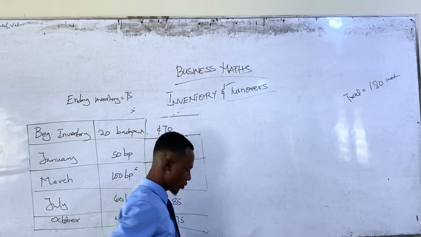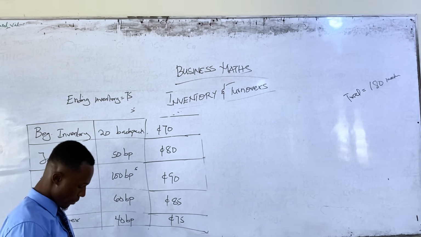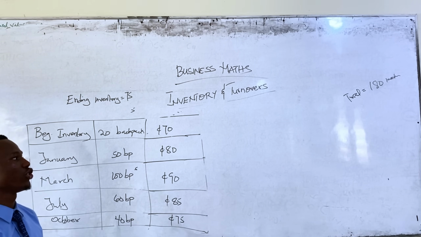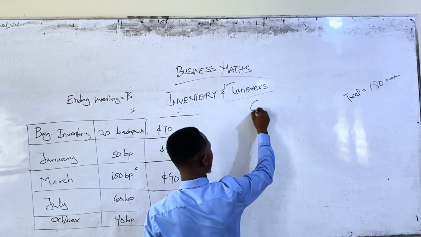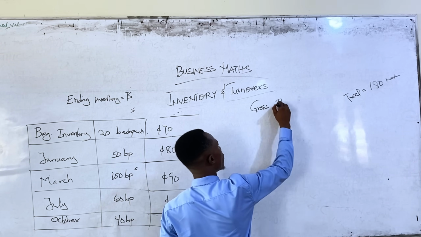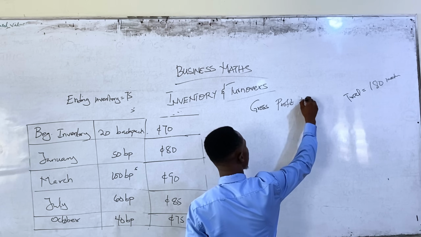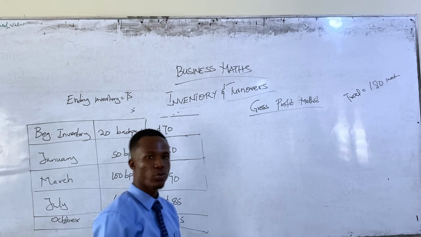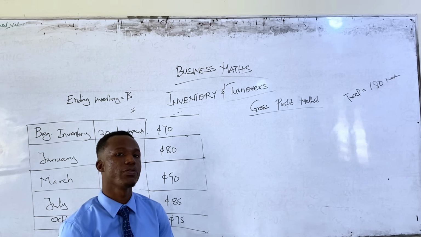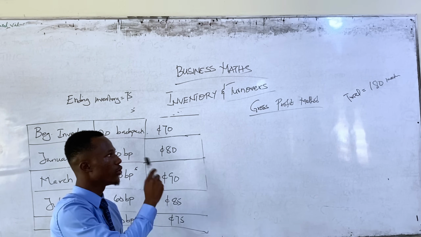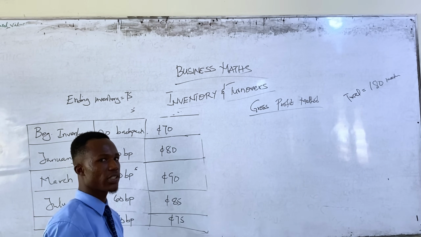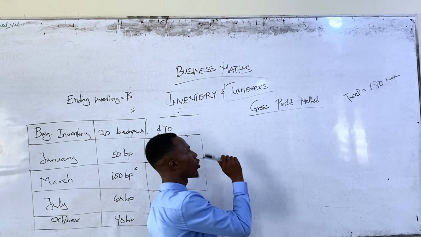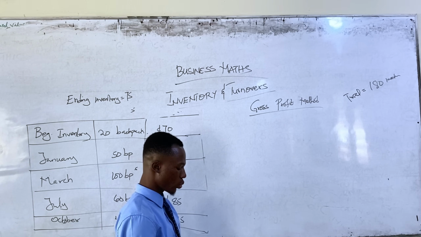Now let's see, since we are left with 2 more methods or approaches in calculating the inventory. The one left is the gross profit method. So for the gross profit method, we are saying we can also calculate the value of inventory using our profits, sorry, not net profit, using our gross profit. So the gross profit method is what we are going to look at.